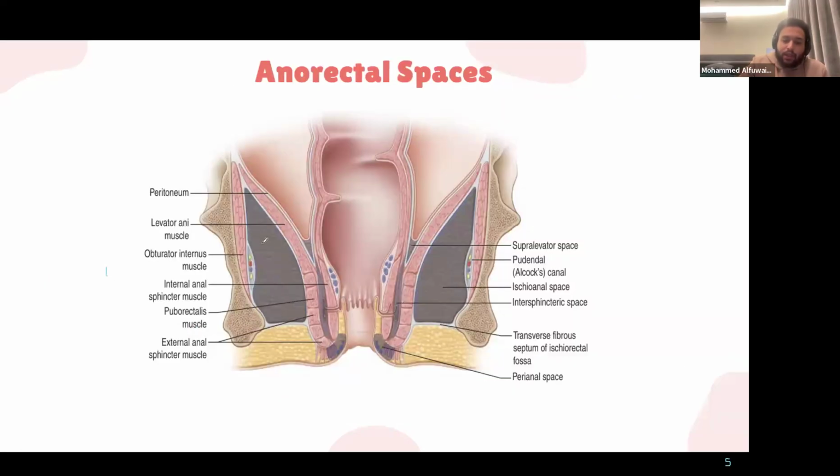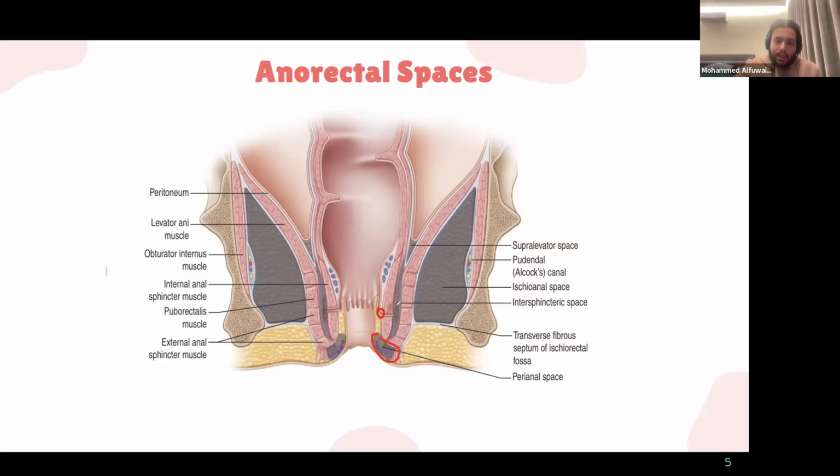And now we come to here. As I said, these columns of Morgagni will have these openings to these glands. These glands, okay, are called the cryptic glands. These will have a connection to some spaces, which we call the anorectal spaces. You have 4, okay? Let's start with the closest one, which is the perianal space, okay?